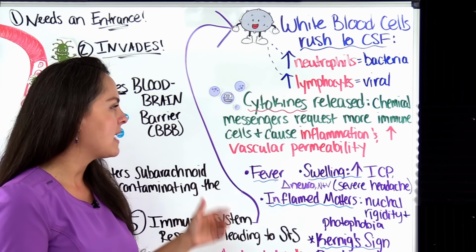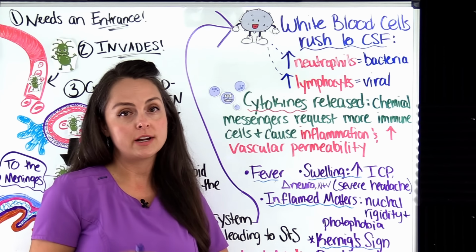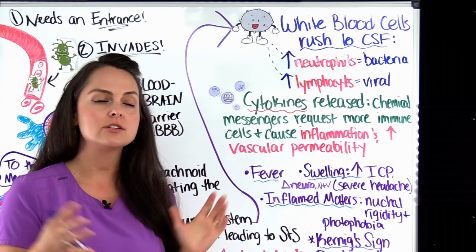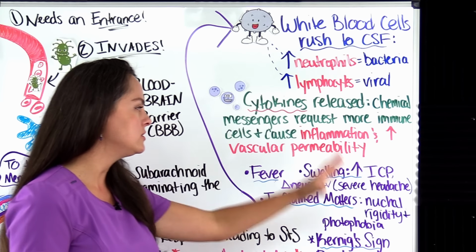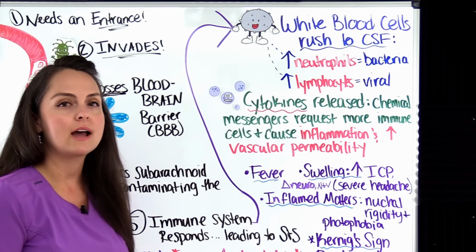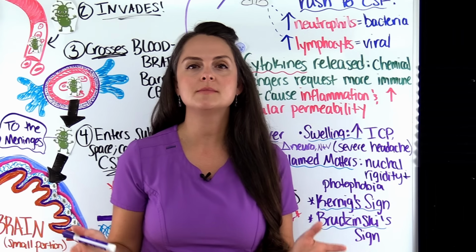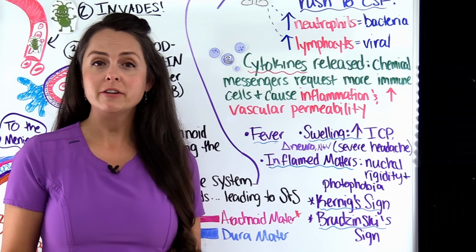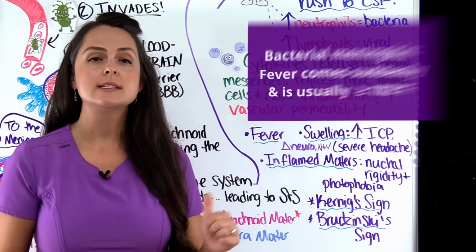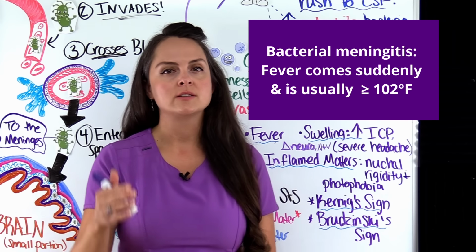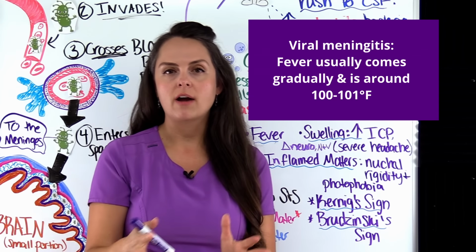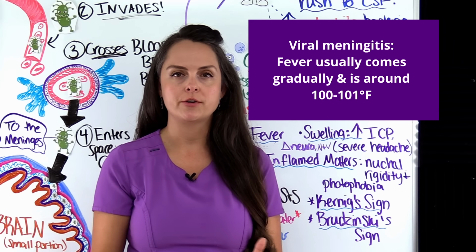But because they do that, they cause inflammation and they're going to increase vascular permeability, which is actually beneficial for the immune system, but doesn't feel too good to your patient, leading to our signs and symptoms that you want to remember. These signs and symptoms include fever. So with bacterial meningitis, that fever is going to come on suddenly and it's going to be 102 or greater. Whereas with viral, it's going to come on more gradually and be about 100 to 101.